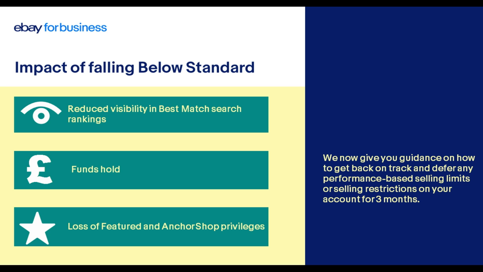If after those 3 months your status is still below standards, but you're showing improvement, we'll continue to defer any selling restrictions or limits on a monthly basis. Showing improvement means your defect rate or rate of cases closed without a seller resolution, or both, is lower than they were when you entered below standards. You can check your seller standards dashboard anytime to monitor your progress and see how much time you have to improve your performance.